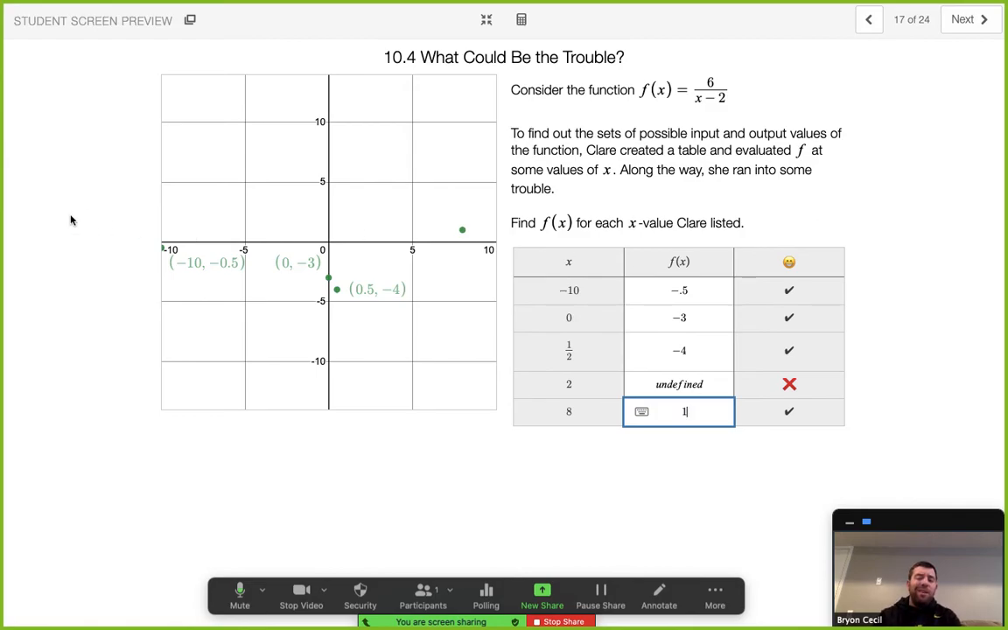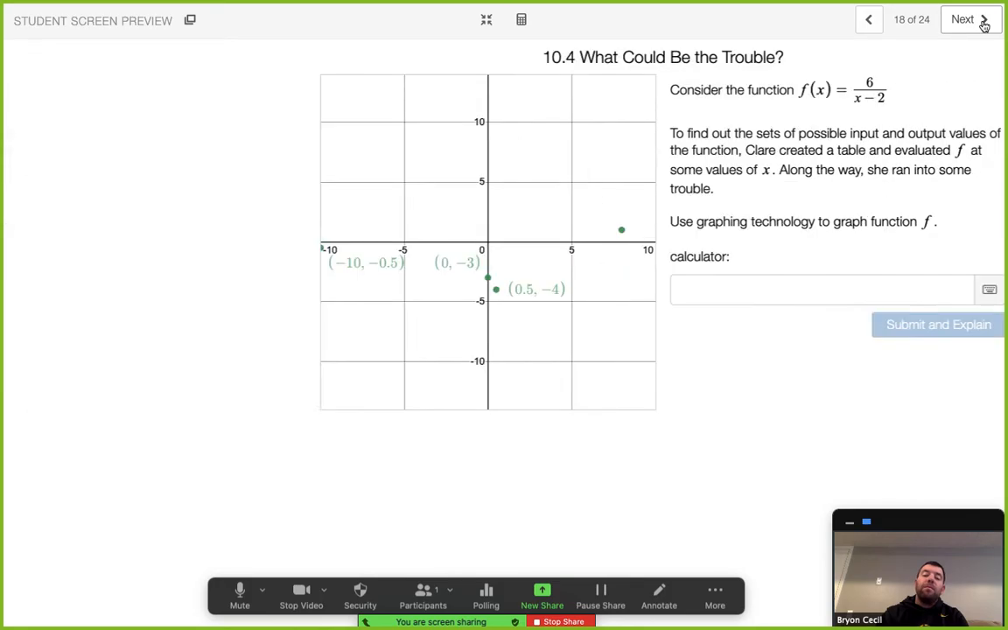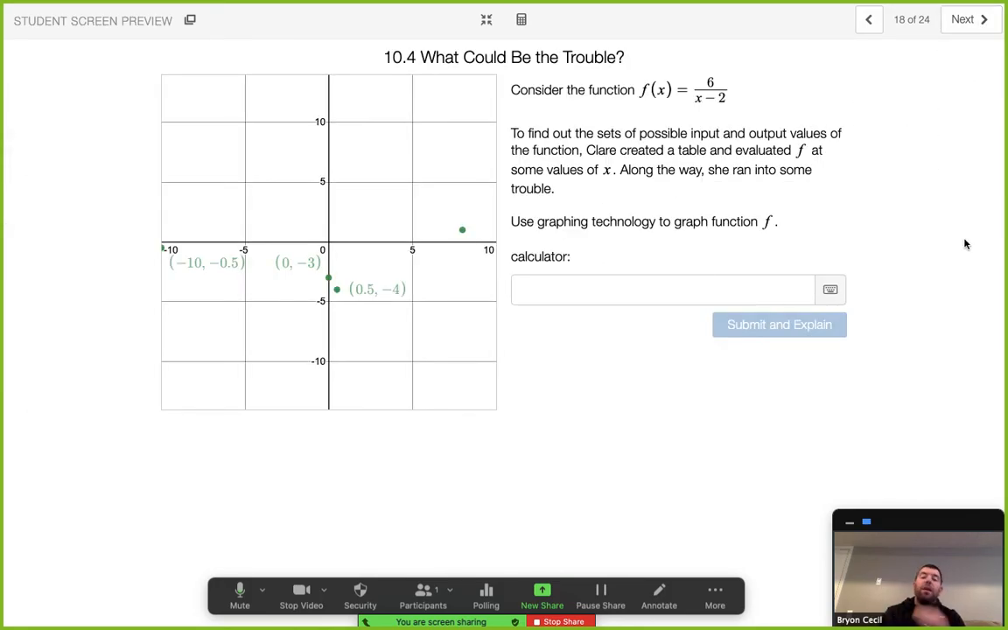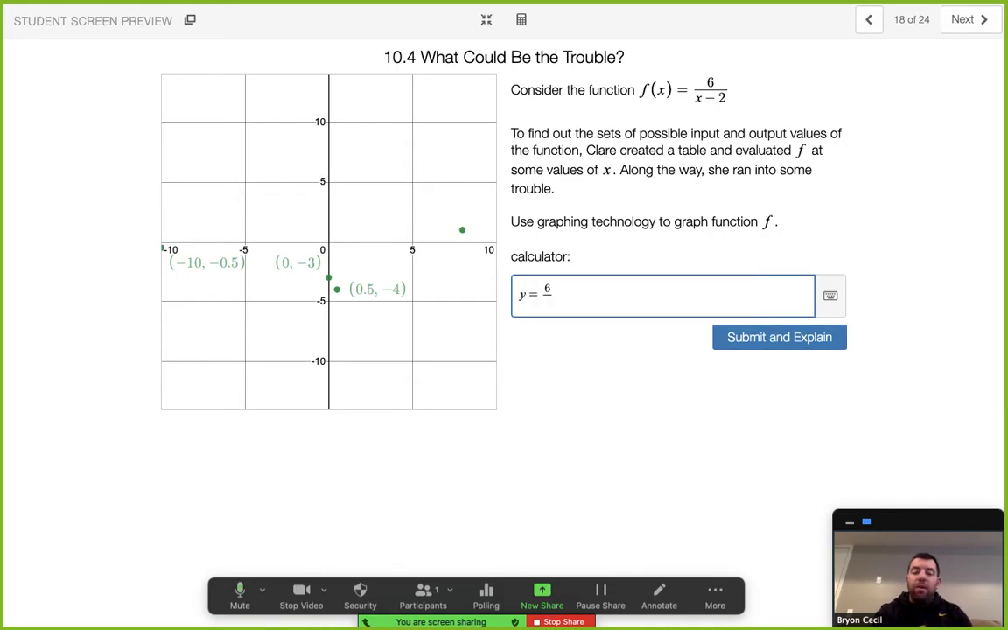And so it might not look like a function. Hey, popping up here. But remember, function means it has to pass the vertical line test. 1 input, 1 output. Okay. So now we have this. All right. To find all the set of possible input, now along the way she ran into some trouble. Use graphing technology to graph the function of y. So guys, we just know it's going to be y equals 6 over x minus 2.